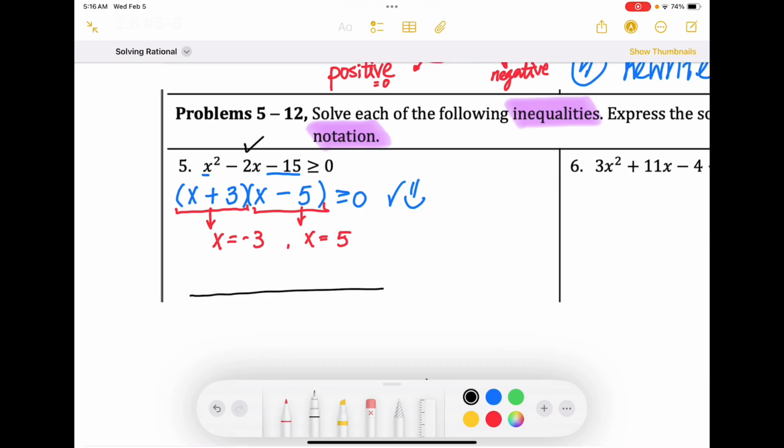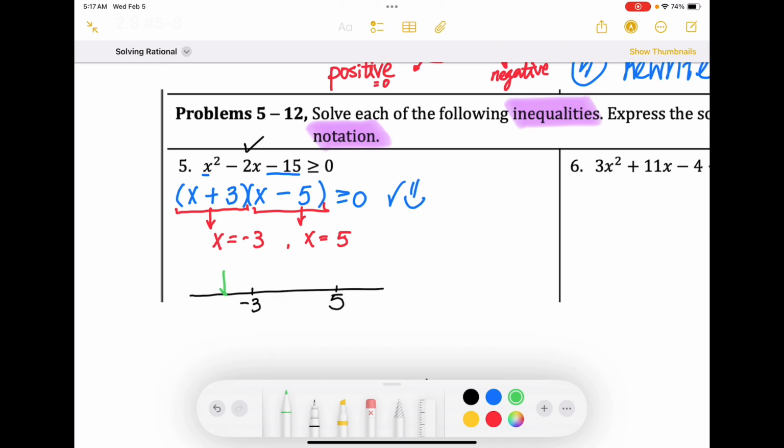Now, I need to show it on a number line. On a number line, left is my negative numbers and the right side is my positive numbers. Recall, negative 3 and 5 are the perfect solutions when the equation equals 0, okay? Since we are dealing with the inequality, I'm going to check positive and negative, okay?